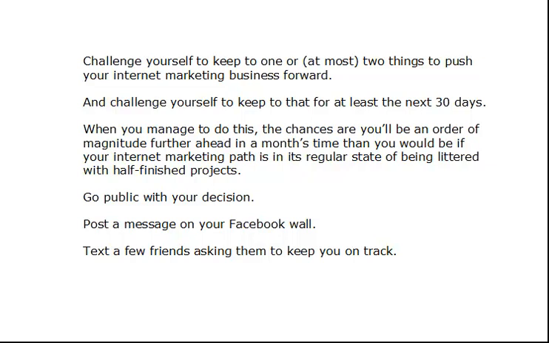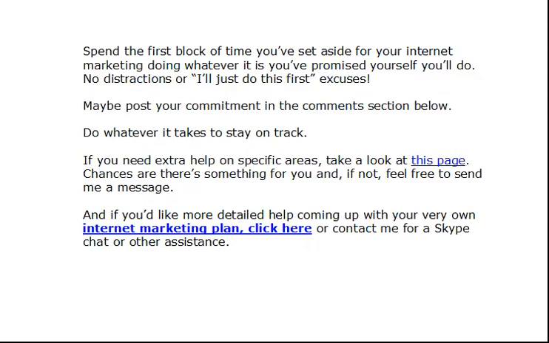And go public with your decision. Post a message on Facebook, text a few friends asking them if they'll keep you on track. Spend the first block of time you set aside for your internet marketing doing whatever it is you've promised yourself you'll do. No distractions, no, I'll just check my emails or Facebook first. And maybe even post your commitment in the comments section of YouTube or my blog or whatever. Do whatever it takes to stay on track.